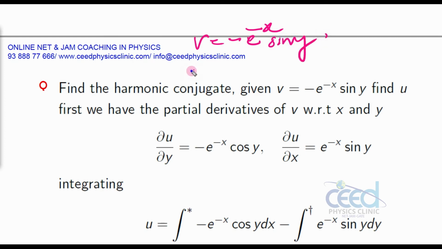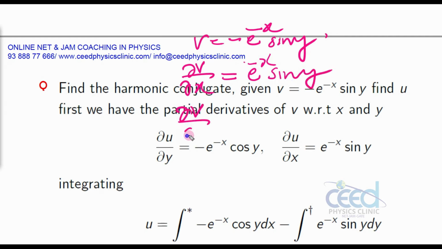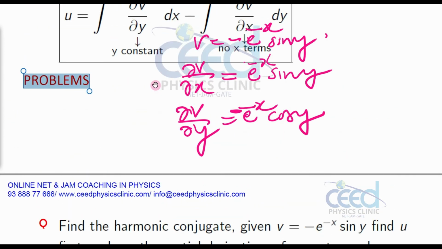So the things which we can calculate from it: dou v by dou x, when I am doing it with respect to x, sin y is a constant. So that is minus e raised to minus x sin y. When I am doing dou v by dou y with respect to y, e raised to minus x is a constant, minus e raised to minus x, and sin y on differentiating gives cos y, right? So these are the things. Now we can directly substitute in the expression. So let us go to the expression.